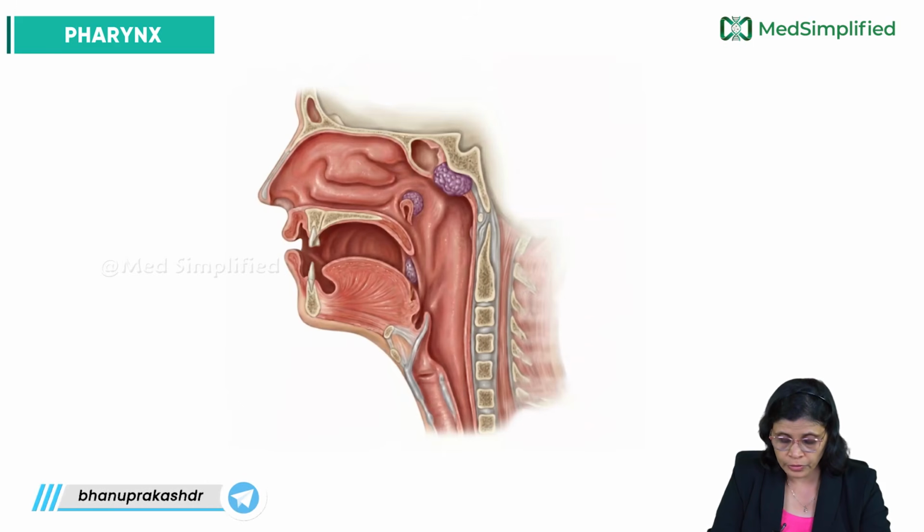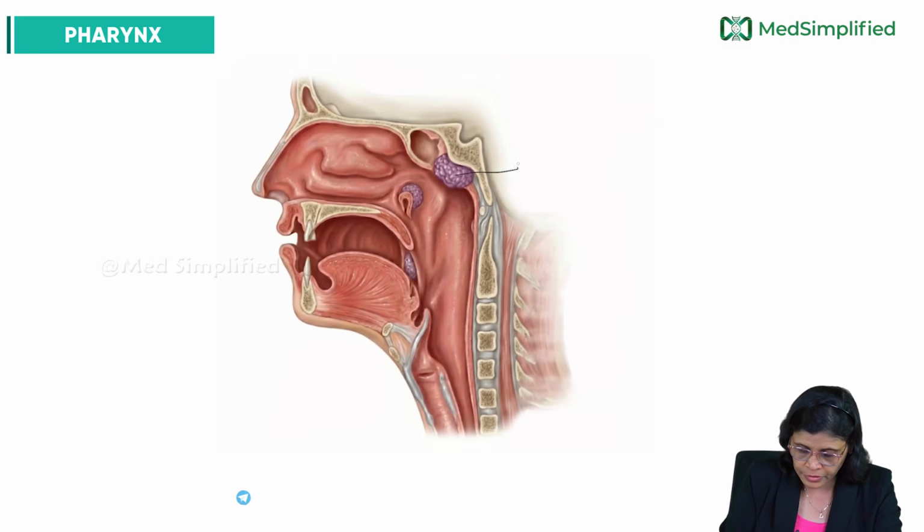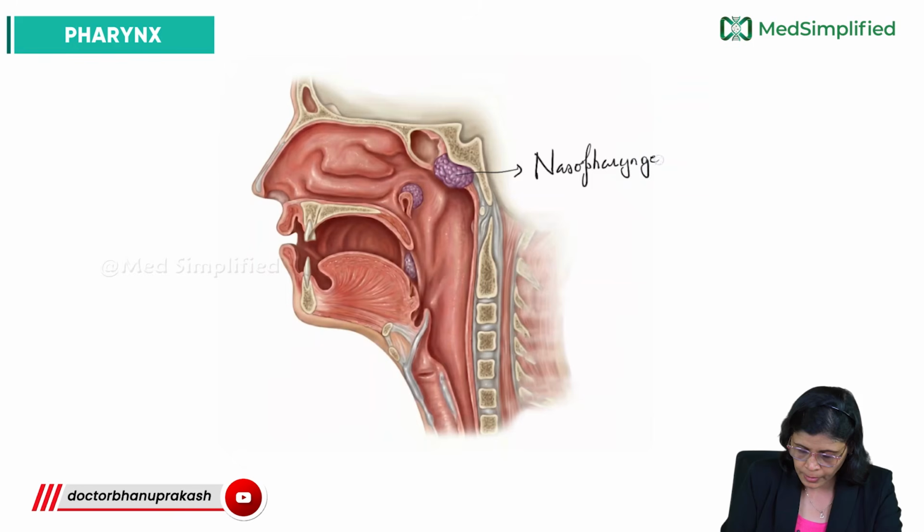So in the roof, as well as the posterior wall here, we will see an important tonsil here. This is more prominent in children. So this is the nasopharyngeal tonsil.